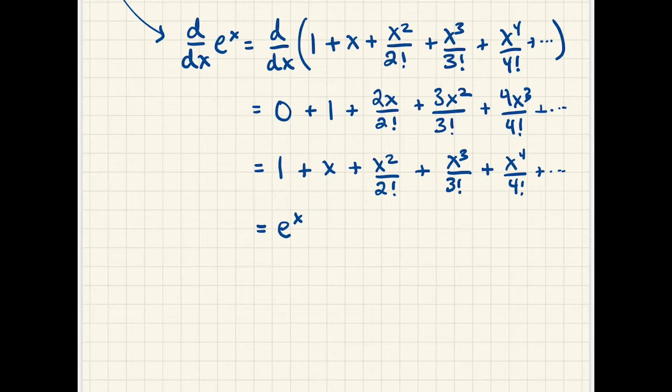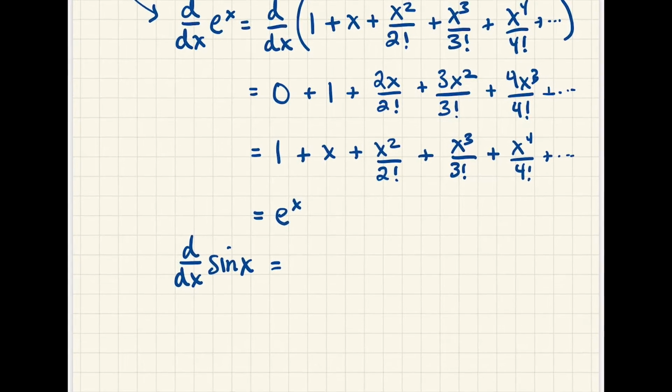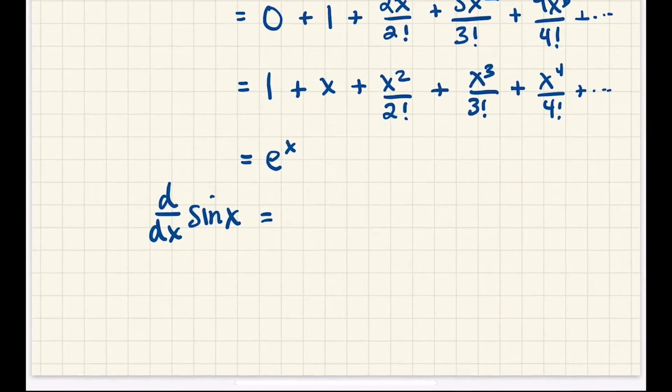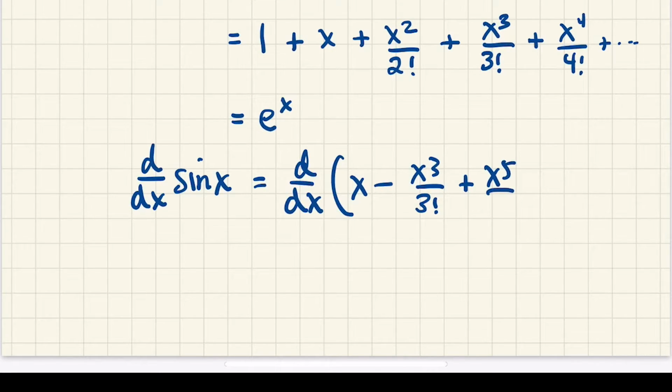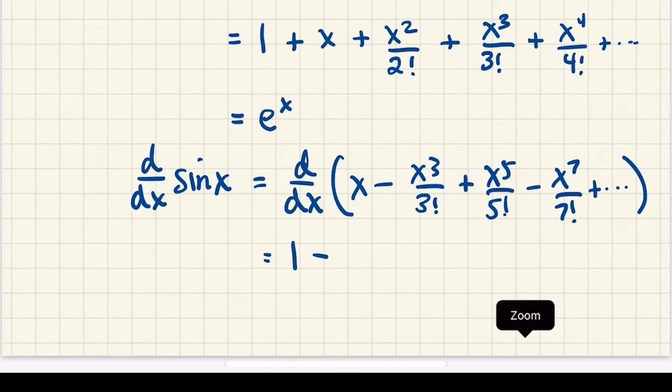Let's look at one more really cool thing. The derivative of sine of x would be the derivative of the power series for sine. So that would be x minus x cubed over 3 factorial plus x to the 5 over 5 factorial minus x to the 7 over 7 factorial plus... And the derivative of x is 1 minus, again, we're going to get 3x squared, but the 3 will cancel with the leading factor of 3 factorial, so we're going to get x squared over 2 factorial.